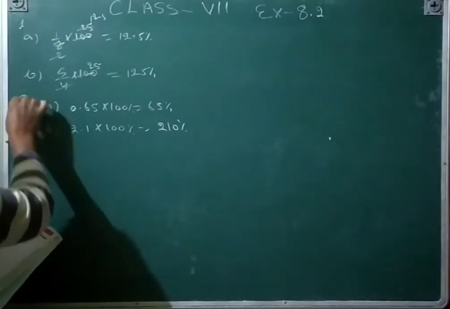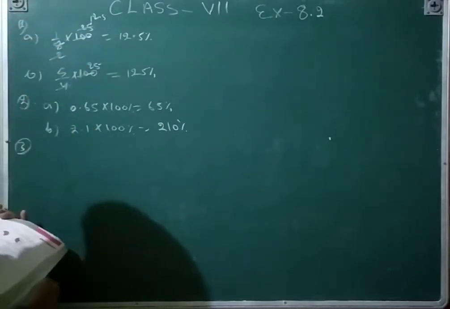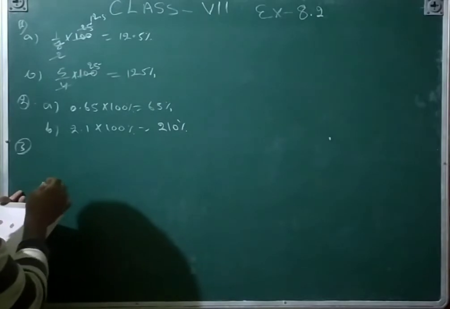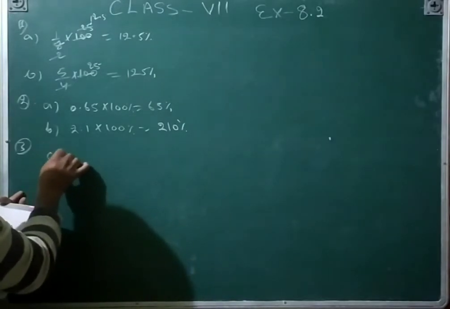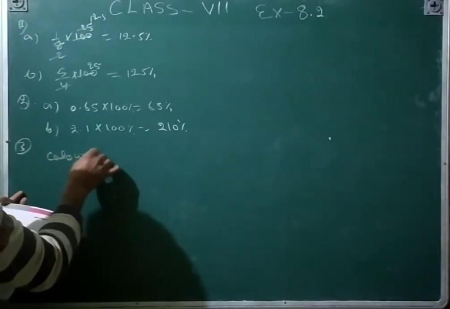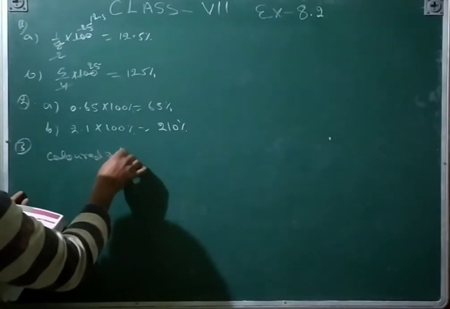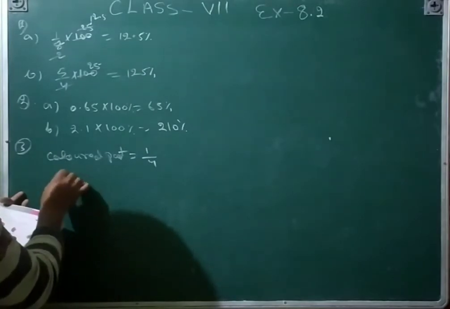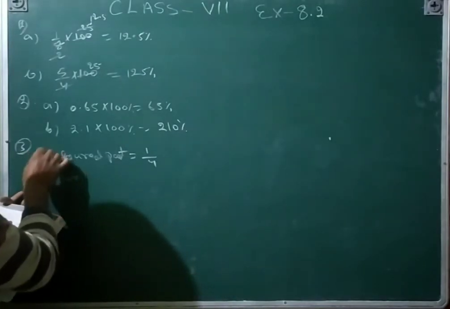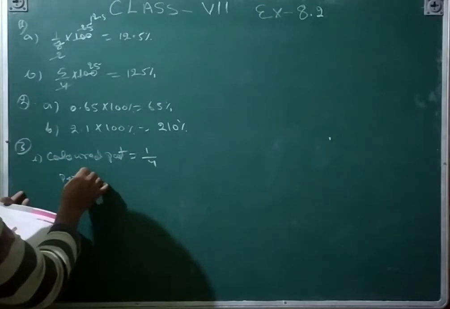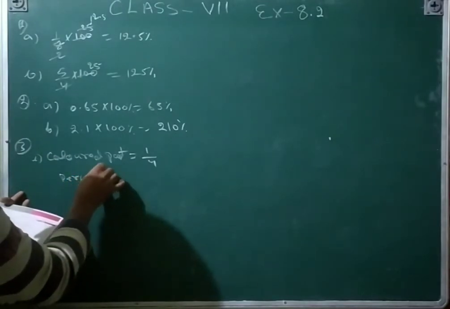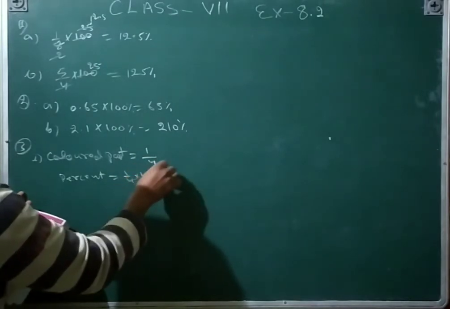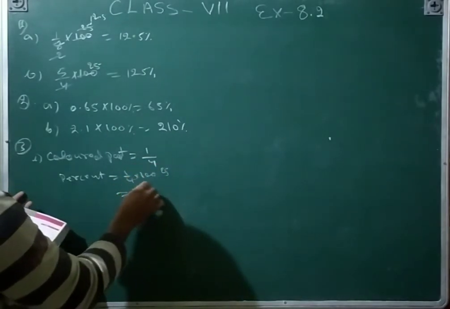Third question: estimate what part of the figure is colored. So colored part is equal to 1 and total is 4. And then percent is equal to 1 upon 4 into 100. So that is 25%.